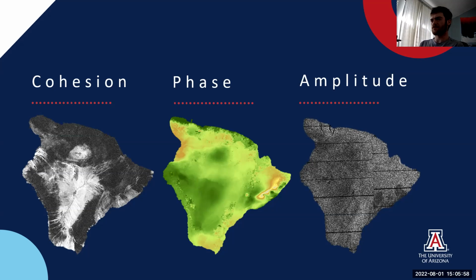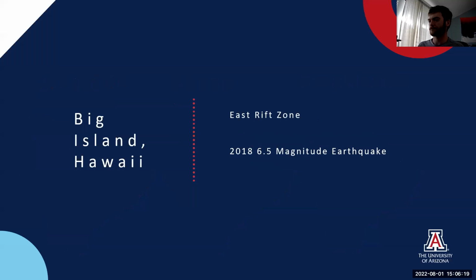On the right, we have the actual raw data value, which is amplitude. And amplitude is just the strength of the return, and it doesn't really give us a lot of information for interferometry. But it is interesting, you can actually see the individual bursts in it where it's segmented, and you can see part of the subswath overlap on the right side.